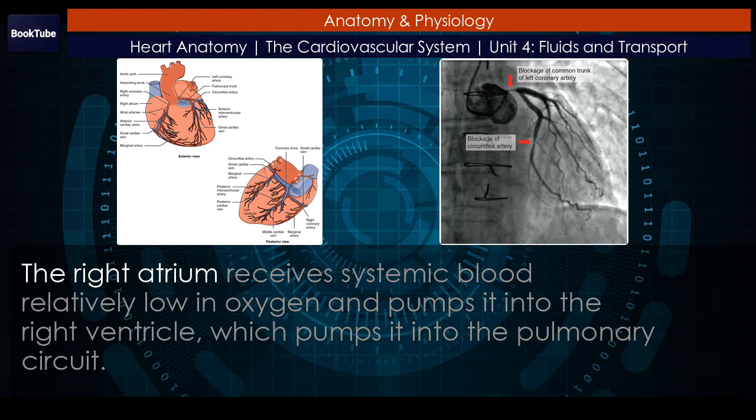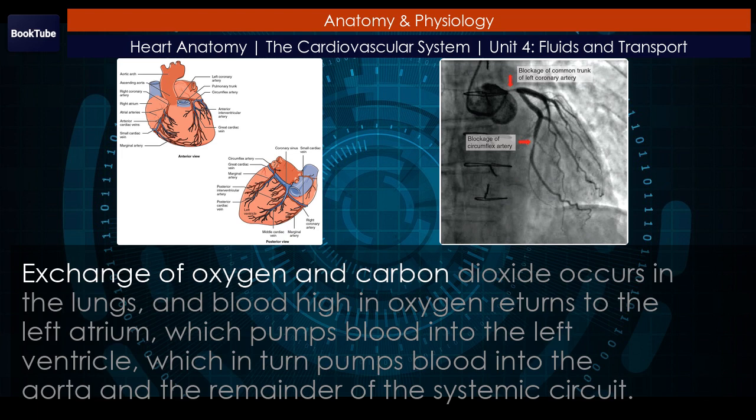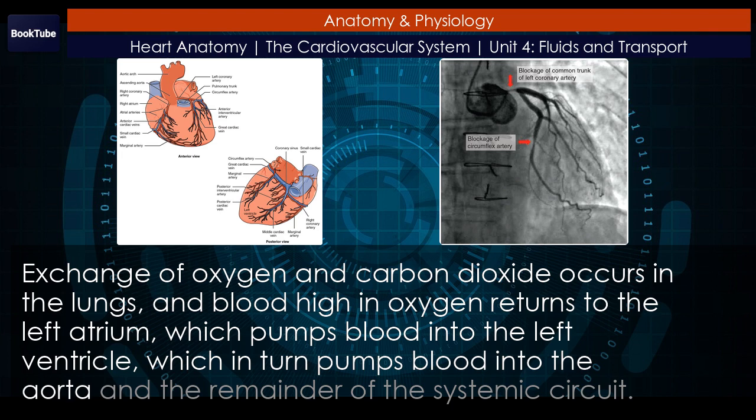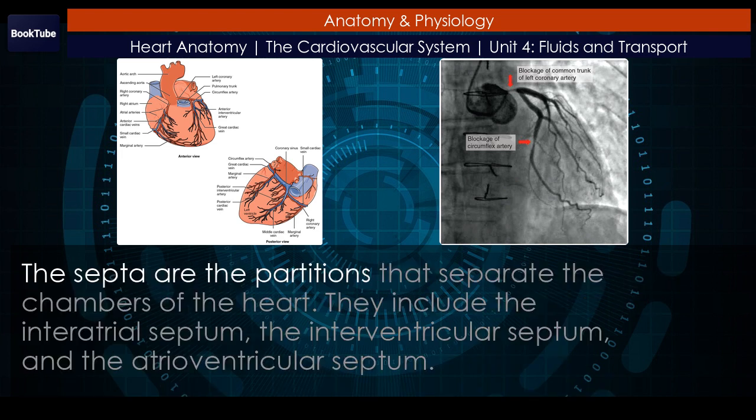The right atrium receives systemic blood relatively low in oxygen and pumps it into the right ventricle, which pumps it into the pulmonary circuit. Exchange of oxygen and carbon dioxide occurs in the lungs, and blood high in oxygen returns to the left atrium, which pumps blood into the left ventricle, which in turn pumps blood into the aorta and the remainder of the systemic circuit. The septa are the partitions that separate the chambers of the heart. They include the interatrial septum.